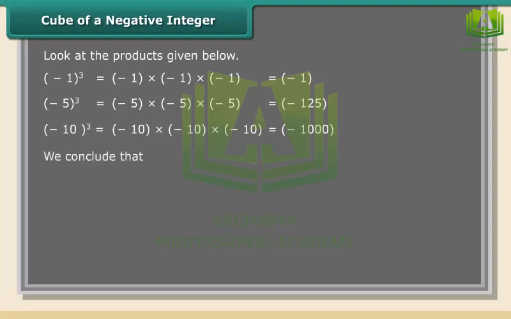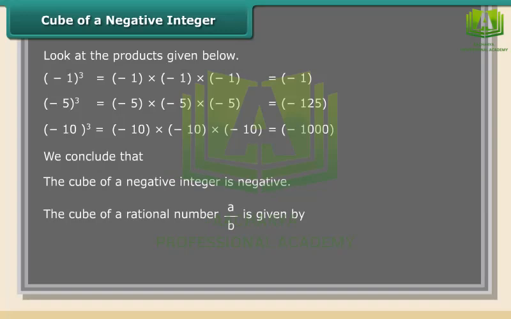We conclude that the cube of a negative integer is negative. The cube of a rational number a upon b is given by a upon b cube is equal to a cube upon b cube. Cube roots.